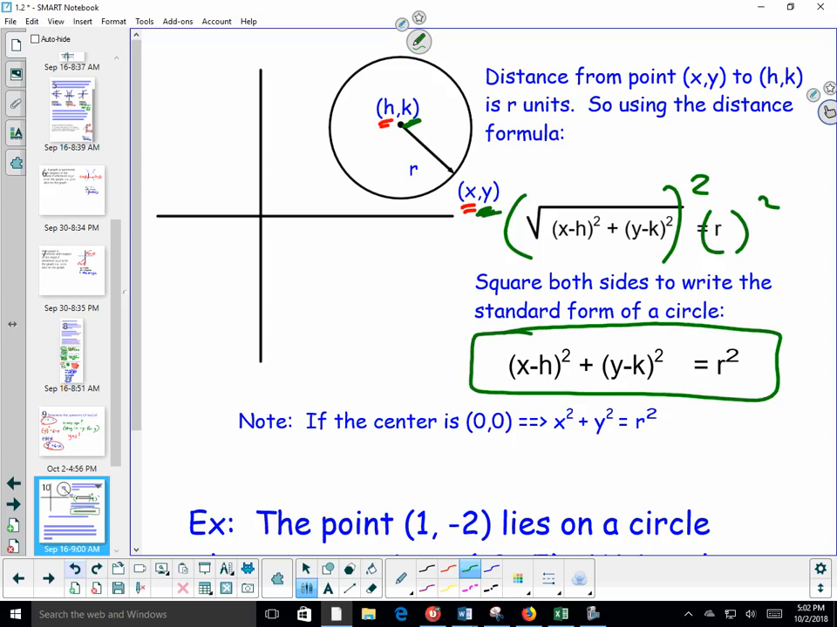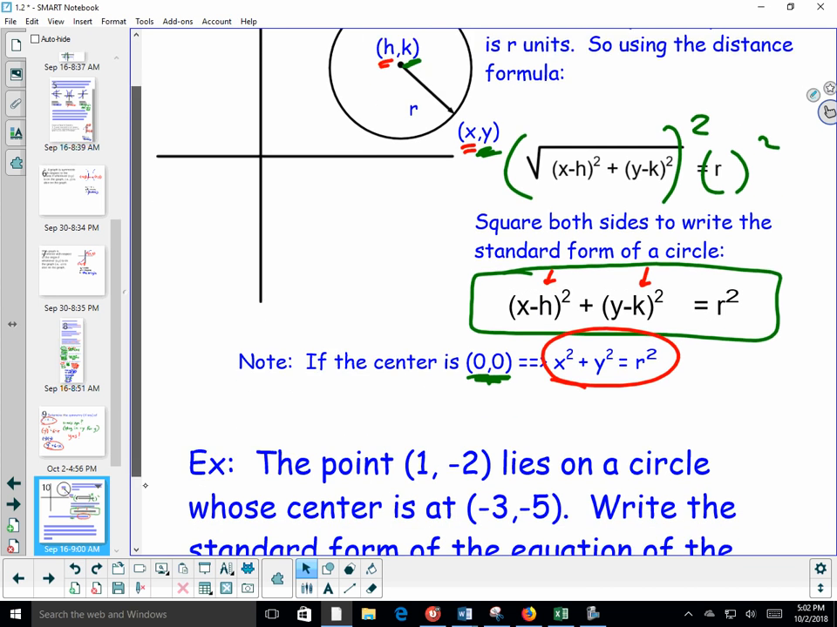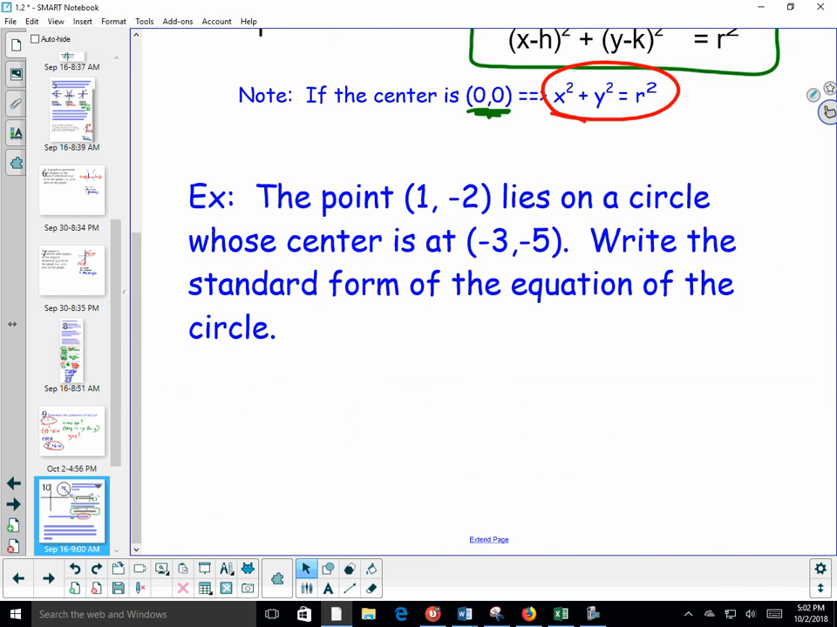And that is the standard form for a circle that we've talked about already. Note, if the center of the circle is at 0, 0, then I'd be plugging in 0 for h and 0 for k, and I would just end up with this simpler equation, x squared plus y squared equaling r squared. So let's take a look at this example. Let's say the point 1, negative 2 lies on a circle whose center is at negative 3, negative 5. Write the standard form of the equation of the circle.